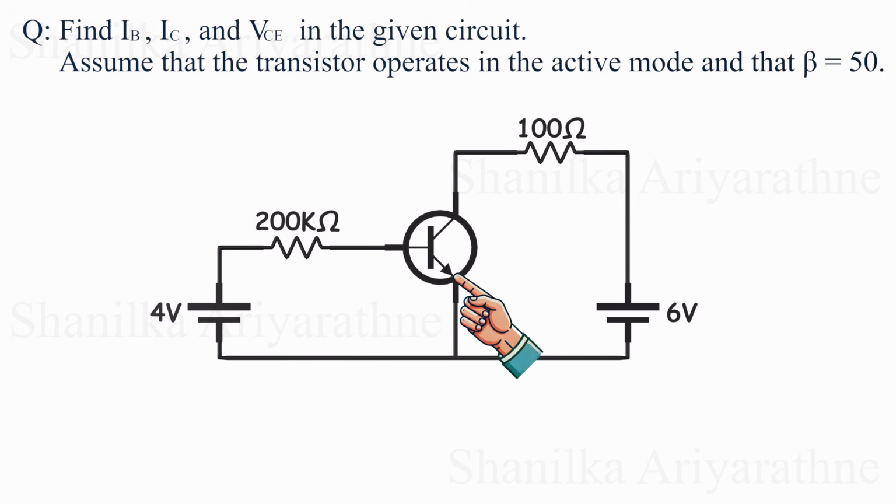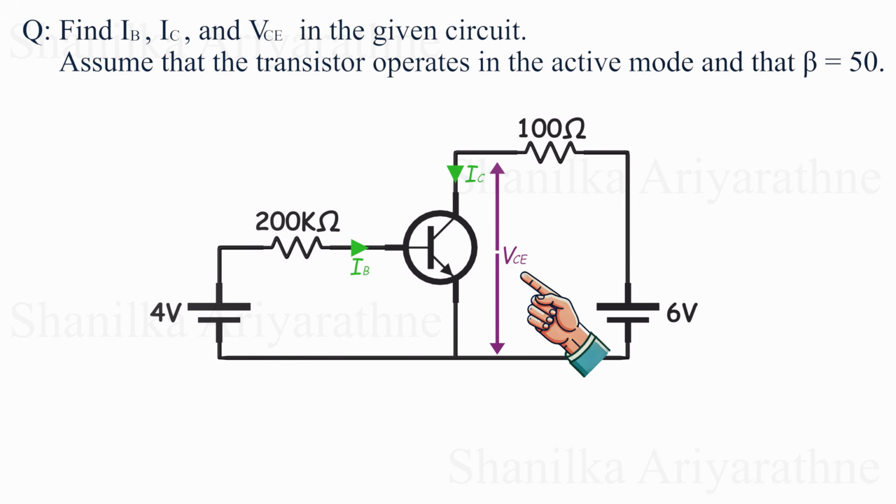This is an NPN transistor circuit, and we can tell because the arrow on the emitter is pointing outward. That little arrow is your cheat code for recognizing NPNs. Now let's label some key parts of the circuit to make things easier to understand. First, IB is the base current. It flows into the base terminal of the transistor. Then there's IC, the collector current, which flows into the collector terminal. And finally, VCE is the voltage across the collector and emitter terminals.